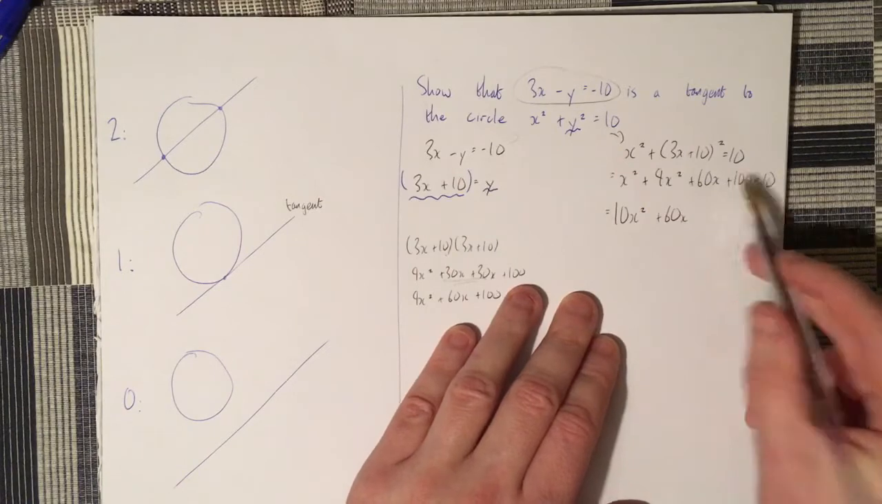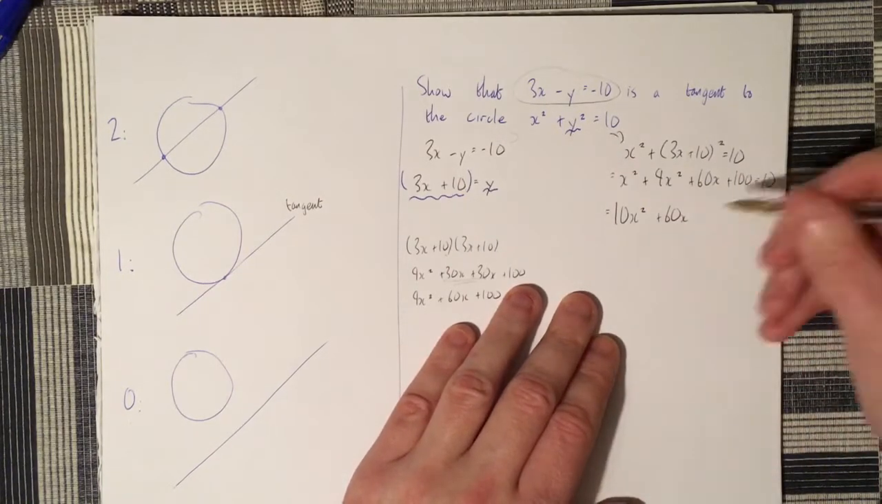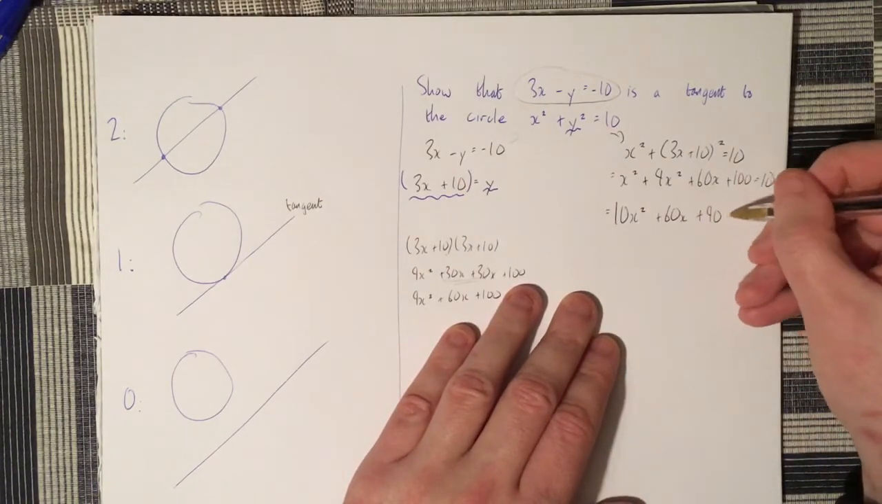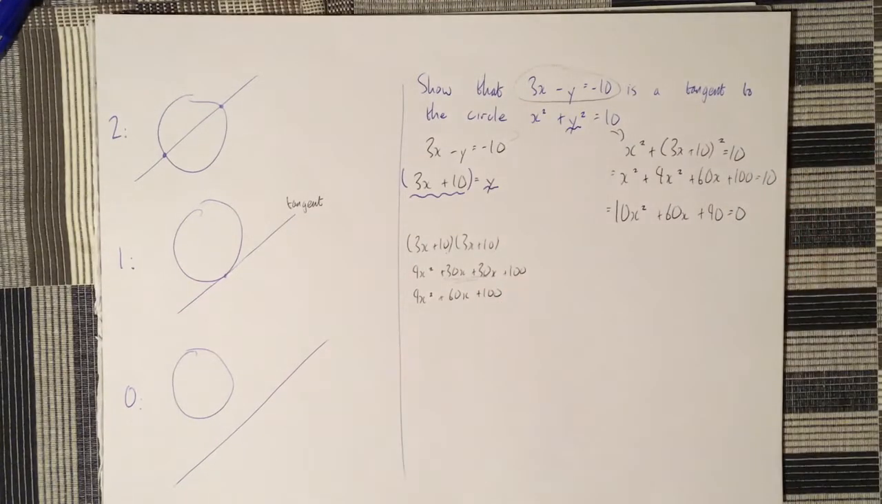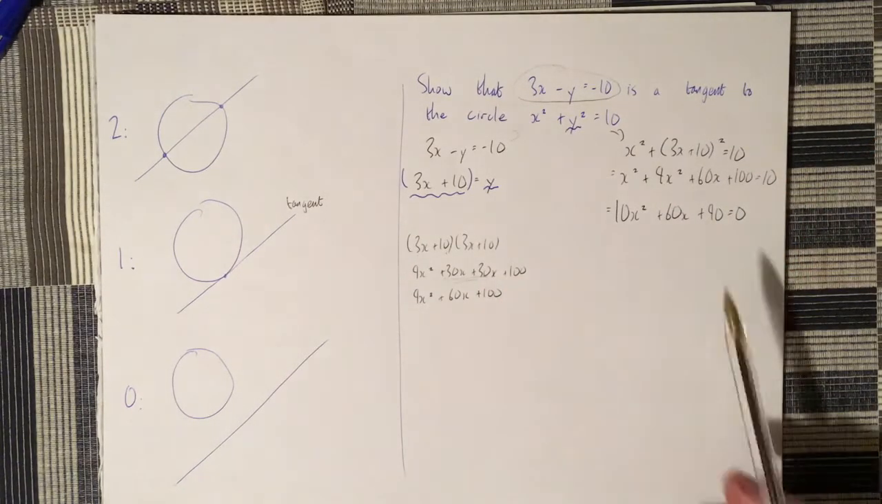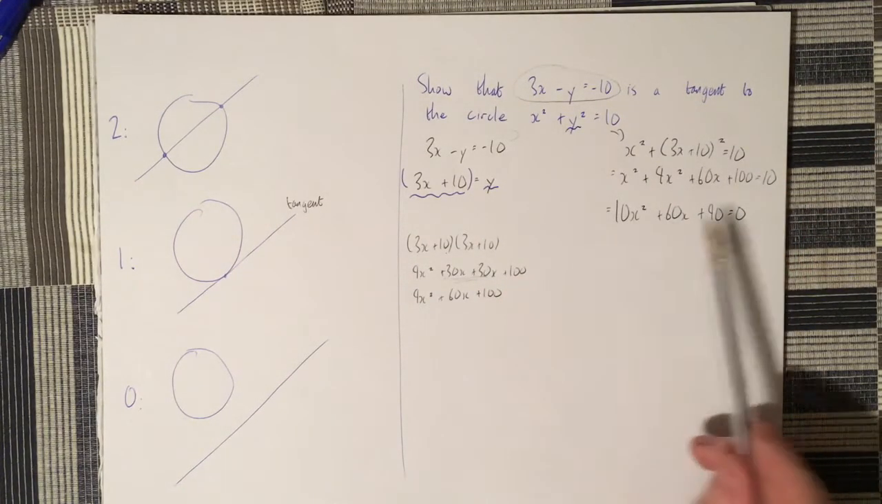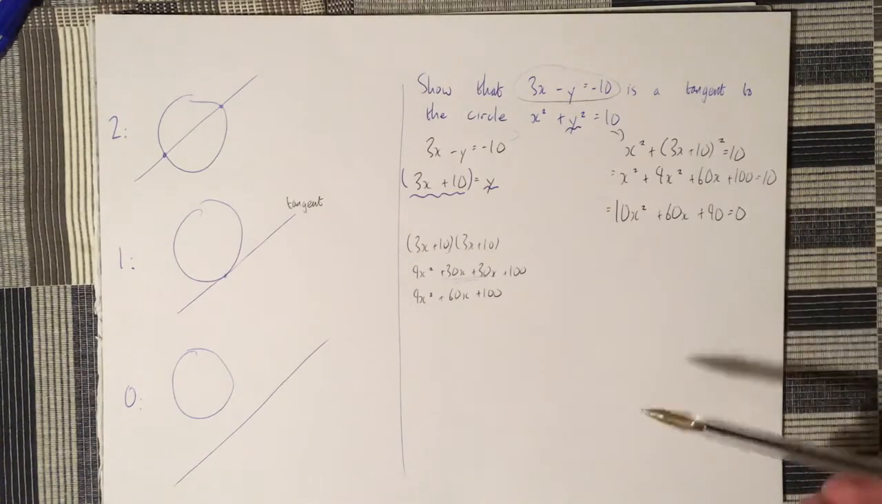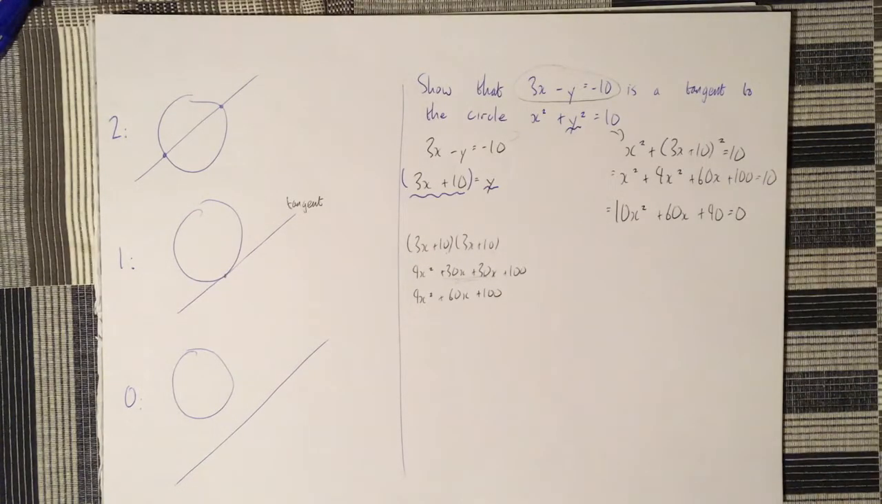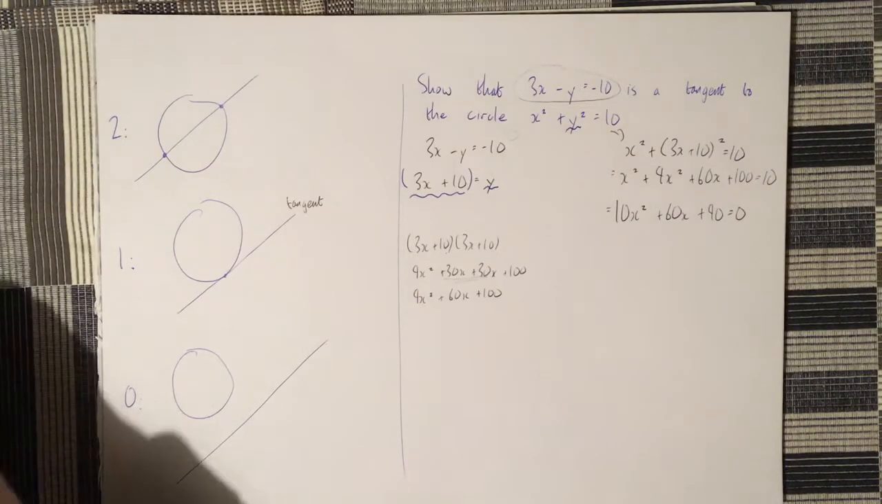Bring the 10 over, it becomes minus 10. 100 minus 10 is 90, and that's equal to 0. Okay, so again, I would say do this using the minus b formula. It should only give you one. Yeah, so look, I'll do it using the minus b this time rather than factorizing.